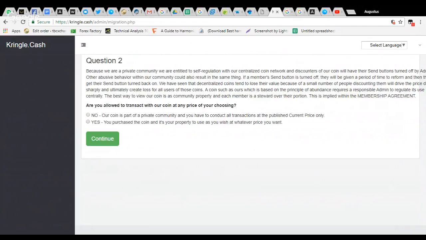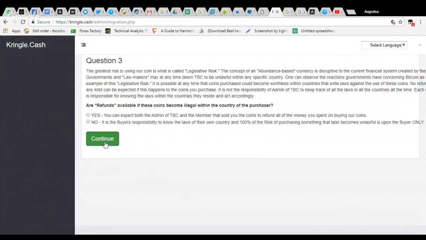The second answer is saying yes, you can purchase the coin at any price. No, so this is the right answer we go for. Move on to question 3.